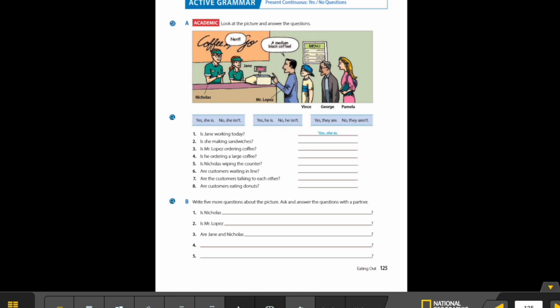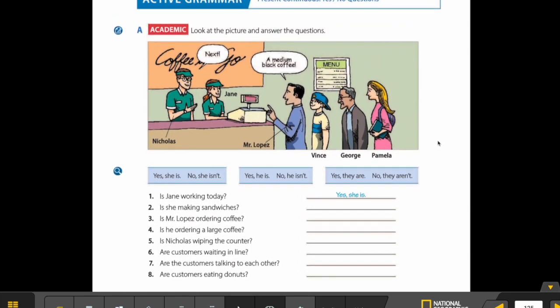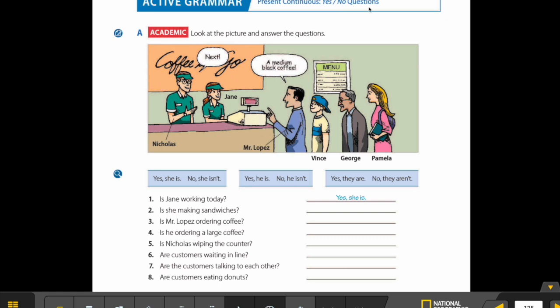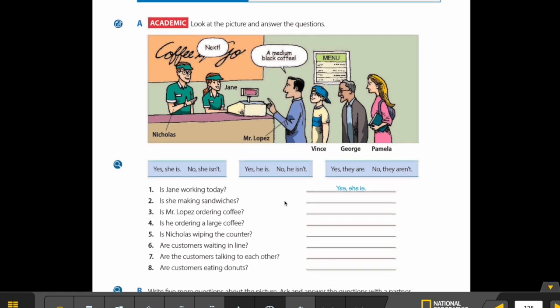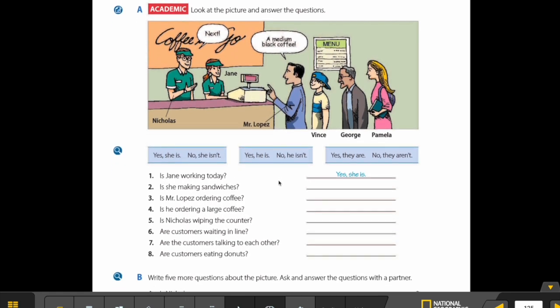Okay, yes. Now here's some more training. This is present continuous yes or no questions. For yes, no questions, we're just gonna watch these. Look at these pictures, see what everybody's doing, and then answer the questions based on the picture. For example, is Jane working today? Where is Jane? This is Jane here. Is she working today? Yes, she is. And then you continue, and we'll see the answers when you get back. All right.